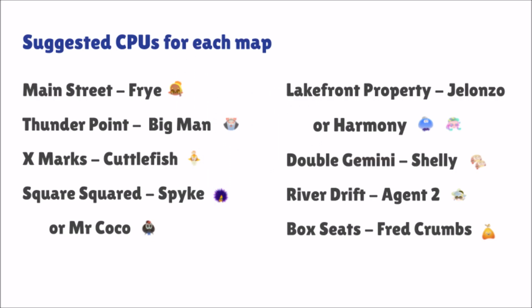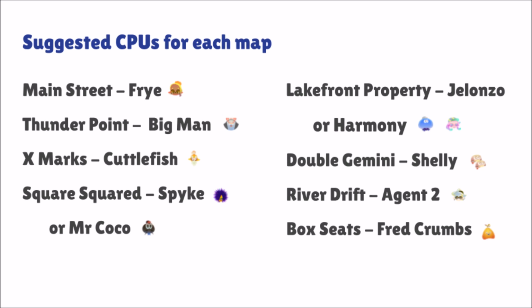If you want to just play against CPUs, I don't really recommend it because all of them are pretty weak, but if you must play against CPUs, I would suggest the following for each map. So we've got Fry on Main Street, Big Man for Thunder Point, Cuttlefish for X Marks, and if you have the DLC, Spike for Square Squared, but if you don't, Mr. Coco is okay too. Jalonzo for Lakefront if you have him, but my next choice would be Harmony. Shelly for Double Gemini if you have her, but Lil Judd is also pretty okay. Marie for River Drift, and Fred Crumbs on Box Seats if you have him.